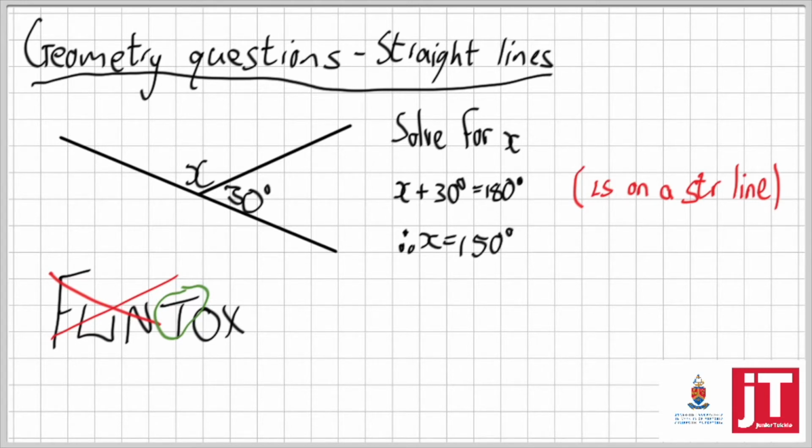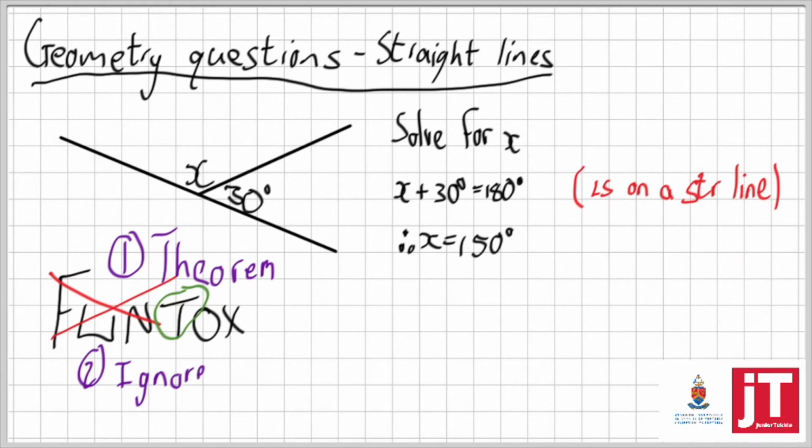So let's quickly do a recap. Number 1, write out your theorems. Okay? Even if it is just nice and small, write out your theorems. Number 2, ignore the irrelevant theorems. So ignore that F, U, and N. And then I'm going to choose the theorem that I need. So that is going to be basically step 3.